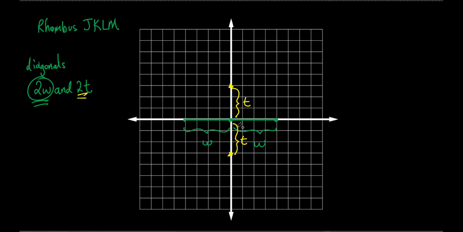How did I know to draw them along the x-axis and the y-axis? Well, you didn't. You could draw it any way you want to, but it's just a lot easier. Since you know the diagonals are going to be perpendicular, you've already got 2 perpendicular lines here, don't you? I could have started up here and gone over W here and W here, gone up T here and down T there. Could have started anywhere. It's just a little easier, I think, to start at the origin. Okay, those are my diagonals.